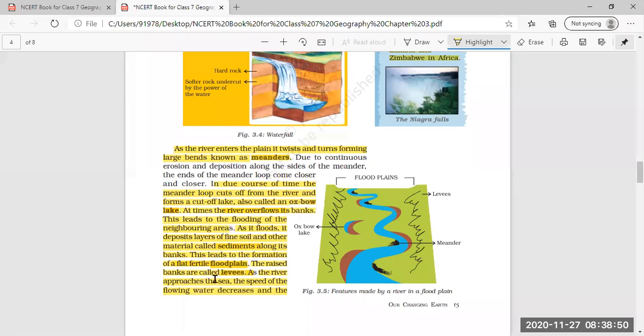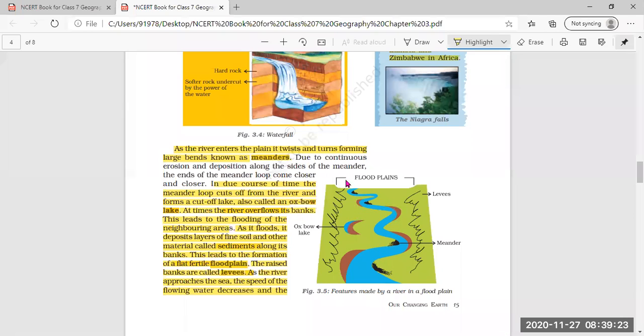So how are these flat fertile floodplains formed? When the flood comes, it deposits layers of fine soil and other material called sediments along the banks of the river. And when these sediments are deposited at the banks of the river, it forms a fertile floodplain. Why? Because these eroded materials, these sediments, are there just because of the work of the river.